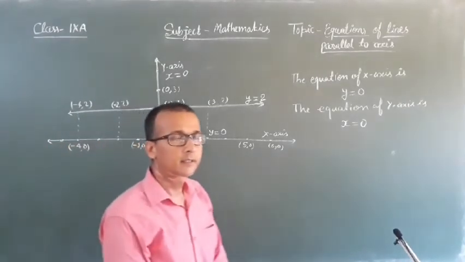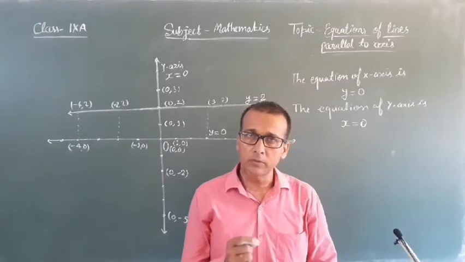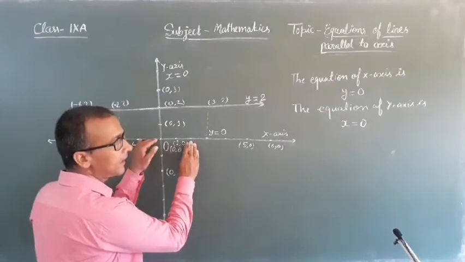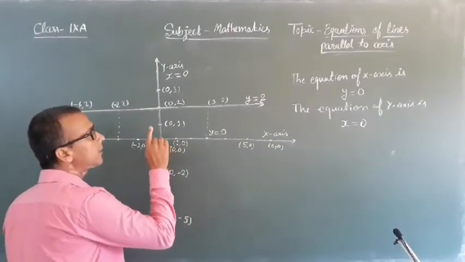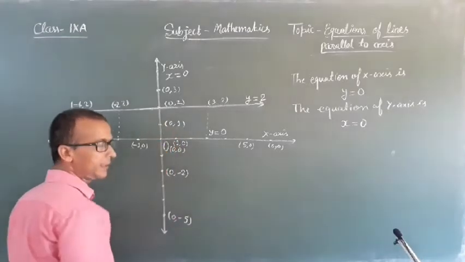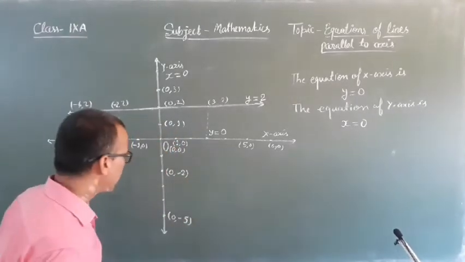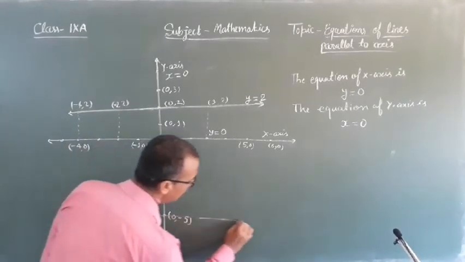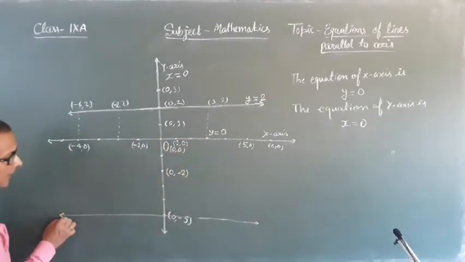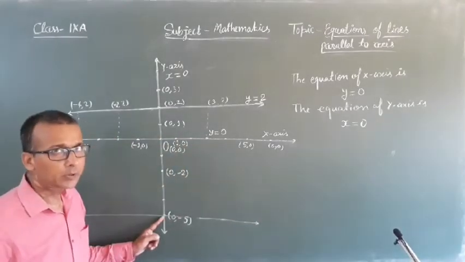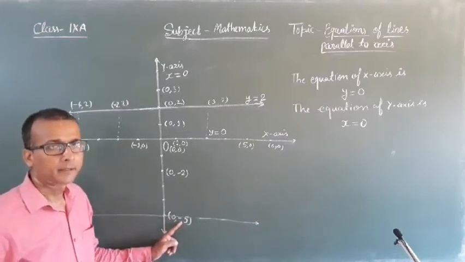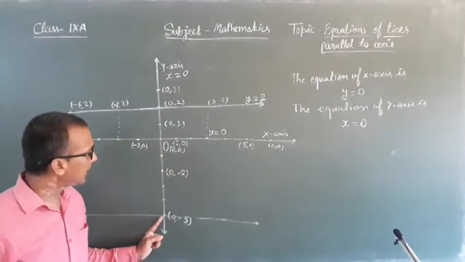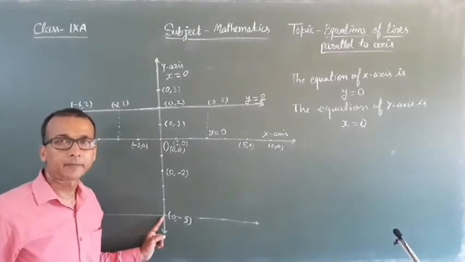Dear students, y = 2 will represent a line parallel to the x-axis and the distance of this line from the origin is 2 units in the positive direction. Similarly, suppose a line is parallel to the x-axis which passes through the point (0, -5). It means it intersects the y-axis at the point -5.